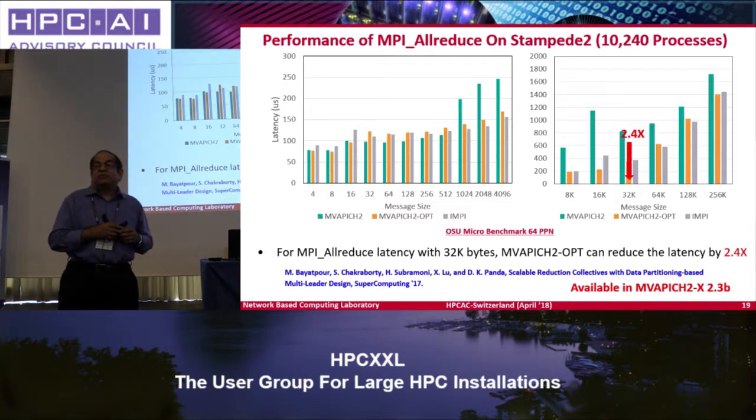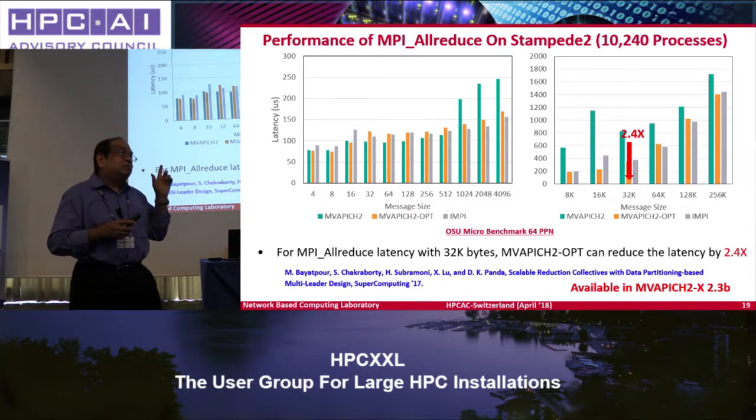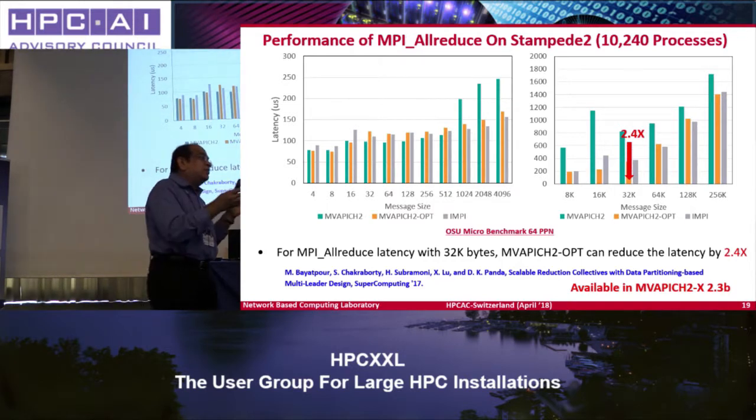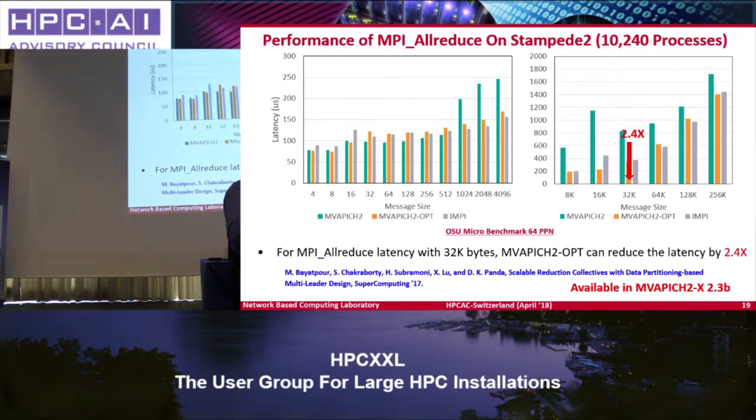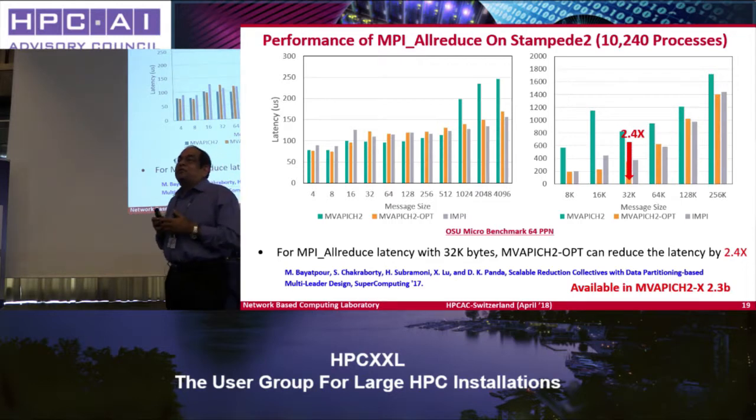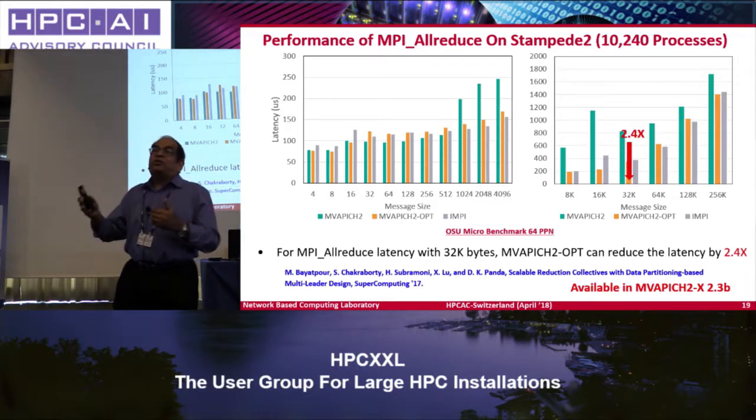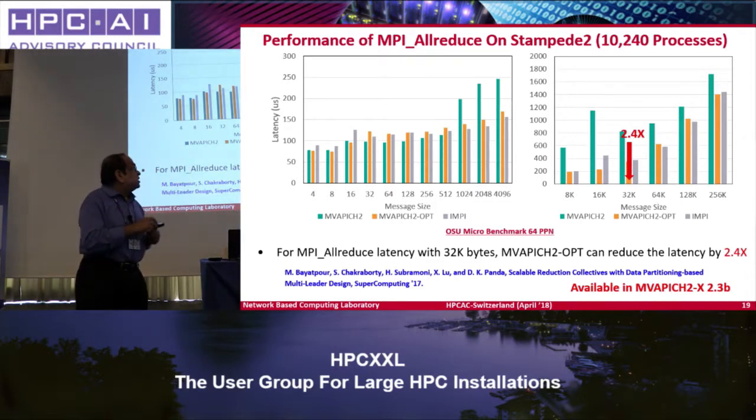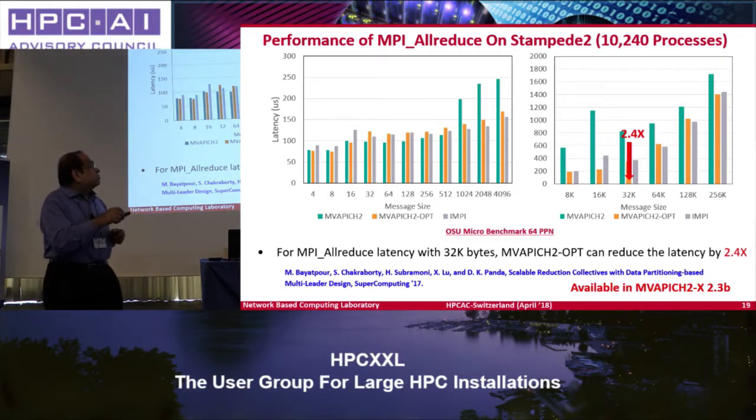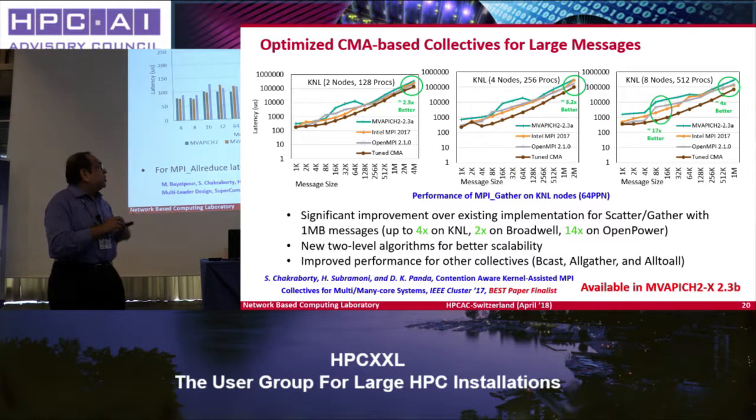This is very important for deep learning applications because a lot of those applications are using those kind of message sizes, not like bytes. They're using kilobytes, megabytes, even sometimes gigabytes. So we need to optimize at that scale. So here you can see we can give you almost 2.4x improvement. So this is already available in our MVAPICH2-X version.